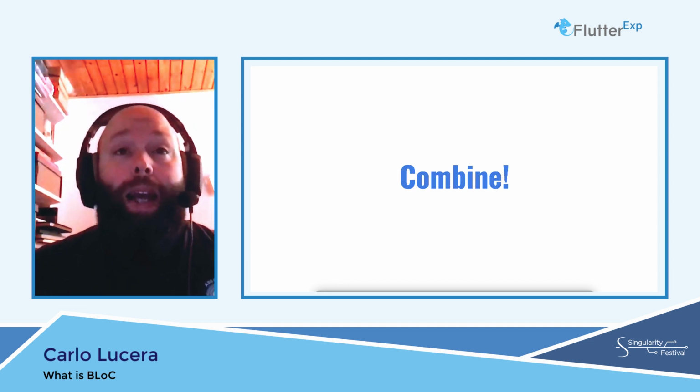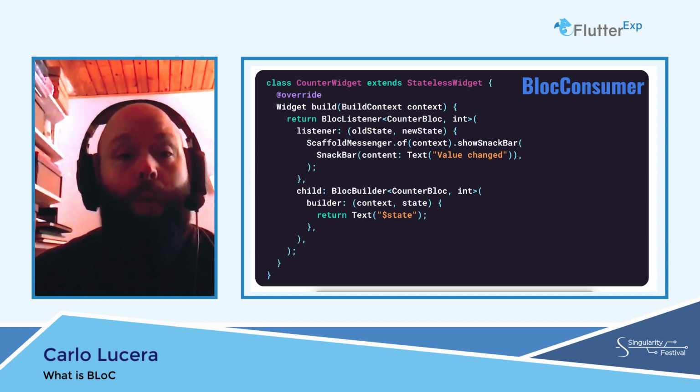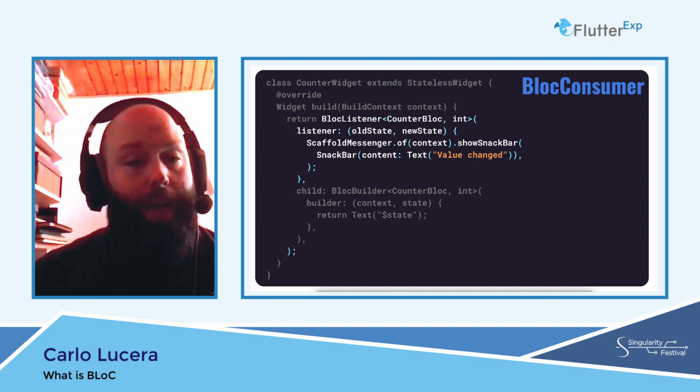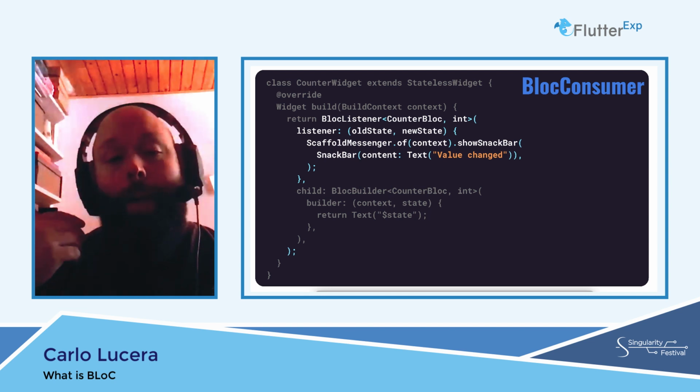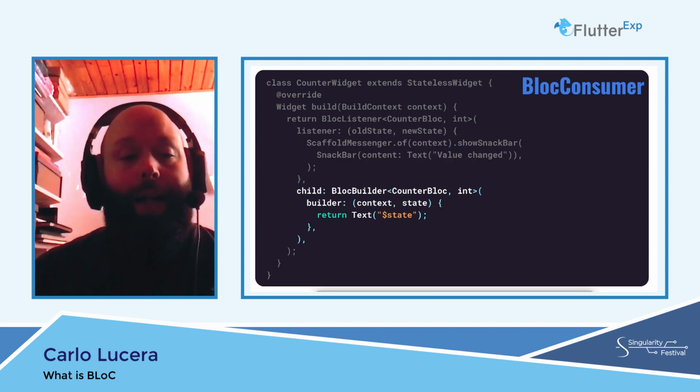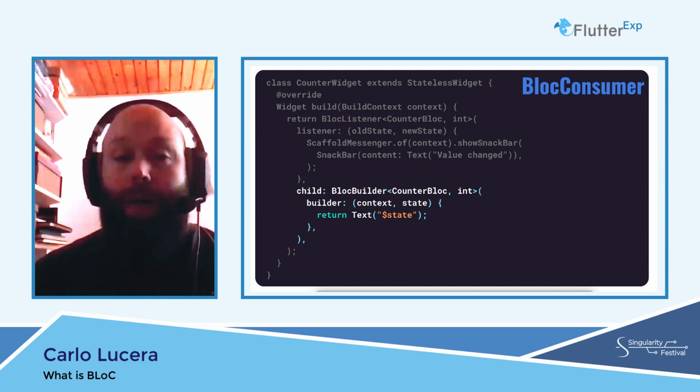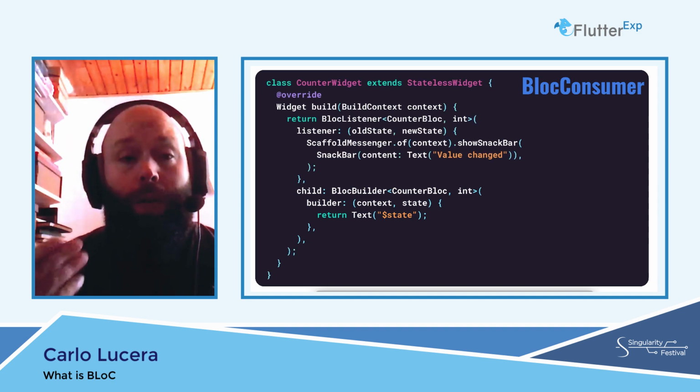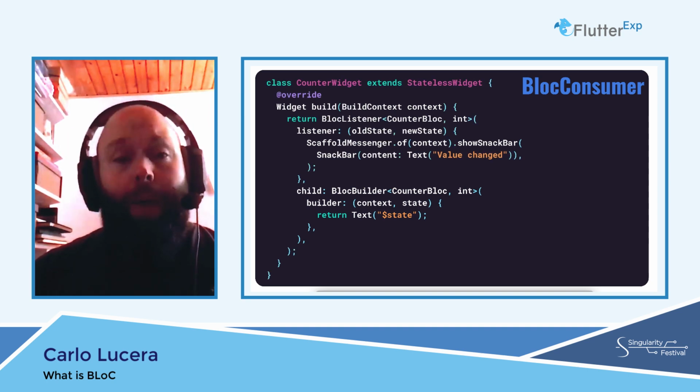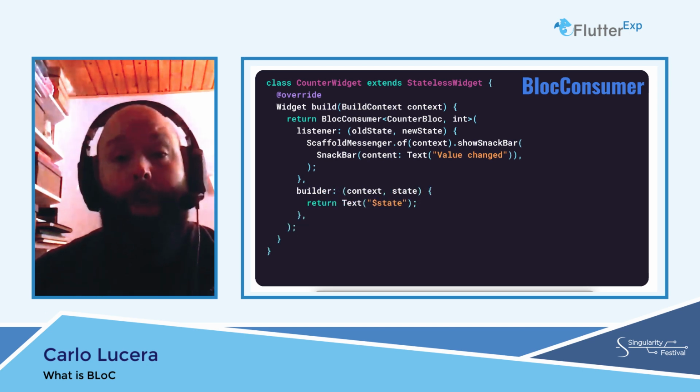Now, in some cases, we may need to combine the two. Of course, we can nest the two widgets, so we can have a BlockListener that notifies us in a snack bar, for example, that the value changed, and inside of that we can use a block builder to rebuild the text with our state. But we can do this in a simpler way, of course, by using the BlockConsumer.